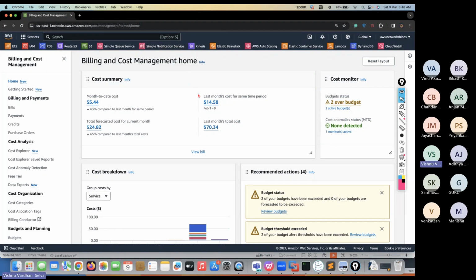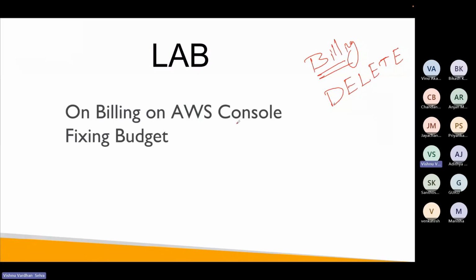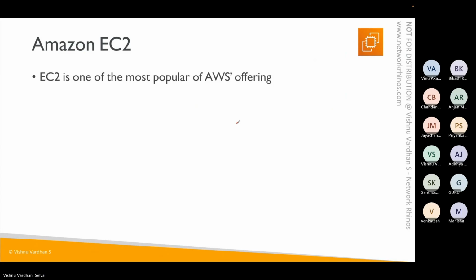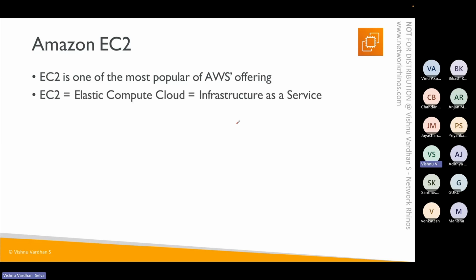Now let's go with the EC2 instance. What is Amazon's EC2? EC2 is one of the most popular AWS offerings by Amazon, and EC2 expands to Elastic Compute Cloud, and also we can call it an IaaS service, infrastructure as a service.